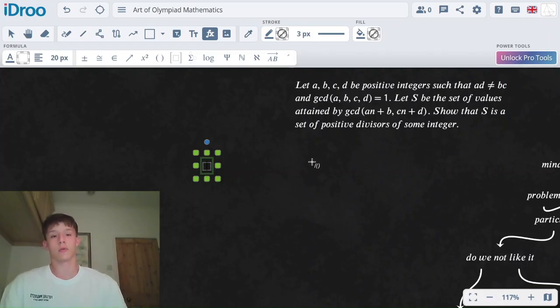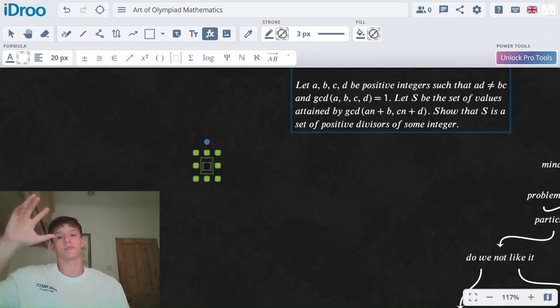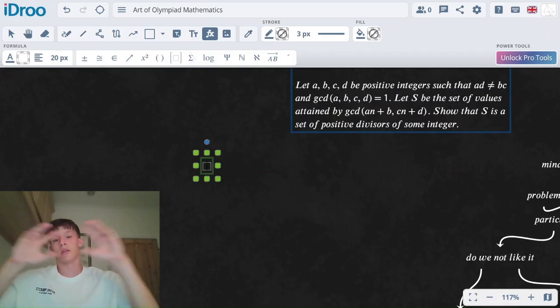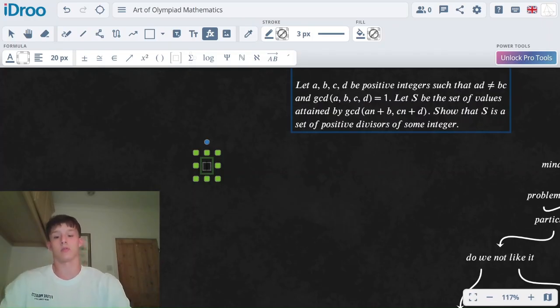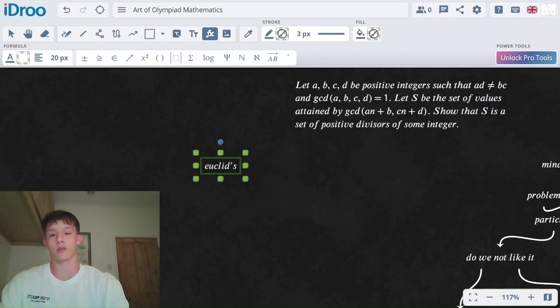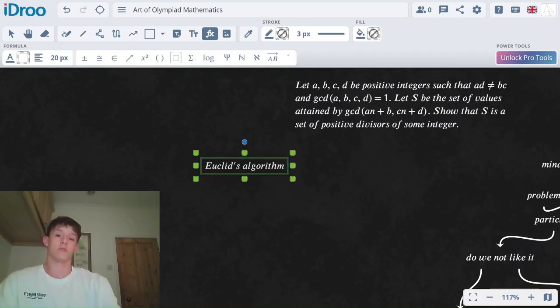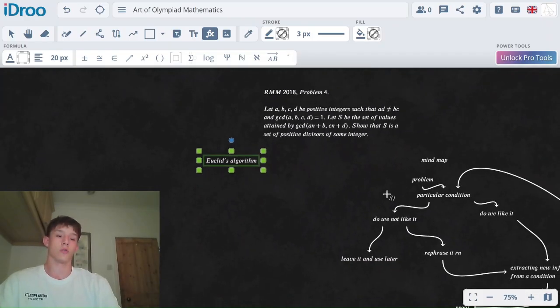So for example, if I want to go from a problem statement up in the header and some proof, then in the middle you want to write down methods, like what methods can you use. So for example, here we can use Euclid's algorithm, and that's probably the only thing you can use, because yeah, we kind of want to go this way.